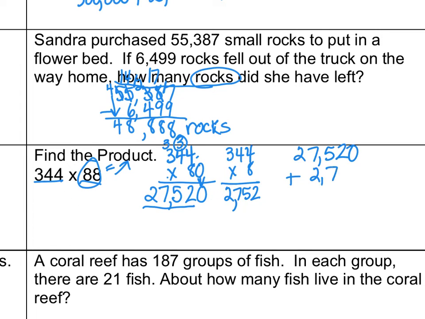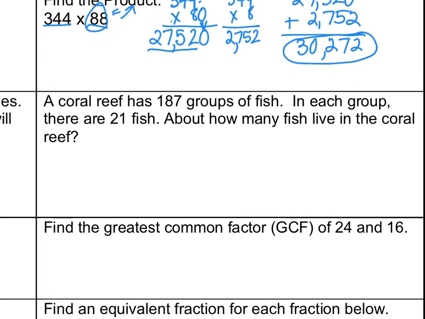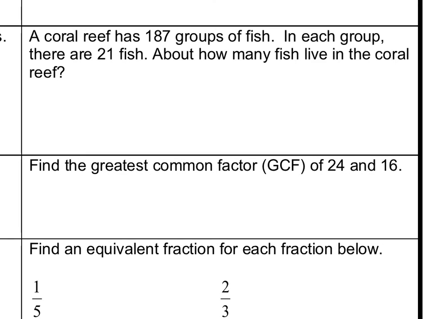And here we go. 0 plus 2 is 2. 2 and 5 is 7. 5 and 7 is 12. 7 and 2 and 1 is 10. And 2 and 1 is 3. So our final answer, I'm going to circle since I have so many problems here. I'm going to circle the final answer of 30,272.